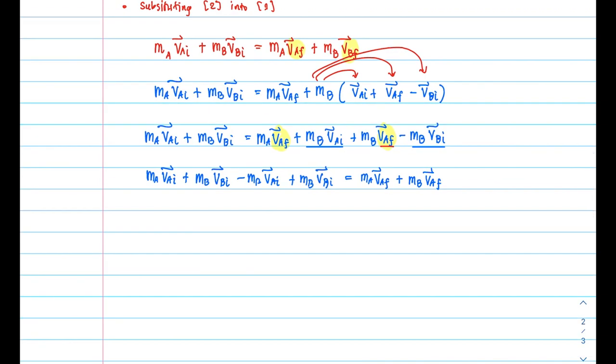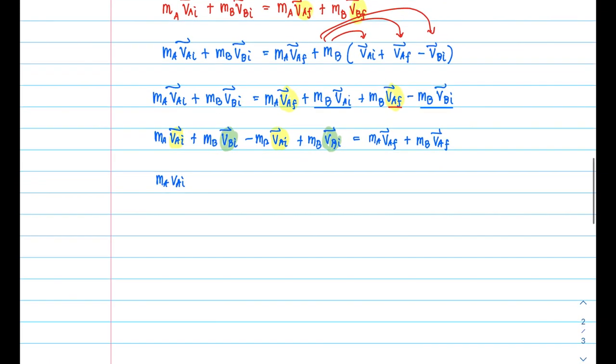All right, so the next thing that you are going to do, I'm going to use color coding, is if you notice, VAI is common in this term, as well as this one, so I'm going to group them so that I can factor this later on. And if you notice also, the one in green contains VBI as well as this one. So I'm just going to rewrite where I can factor that eventually.